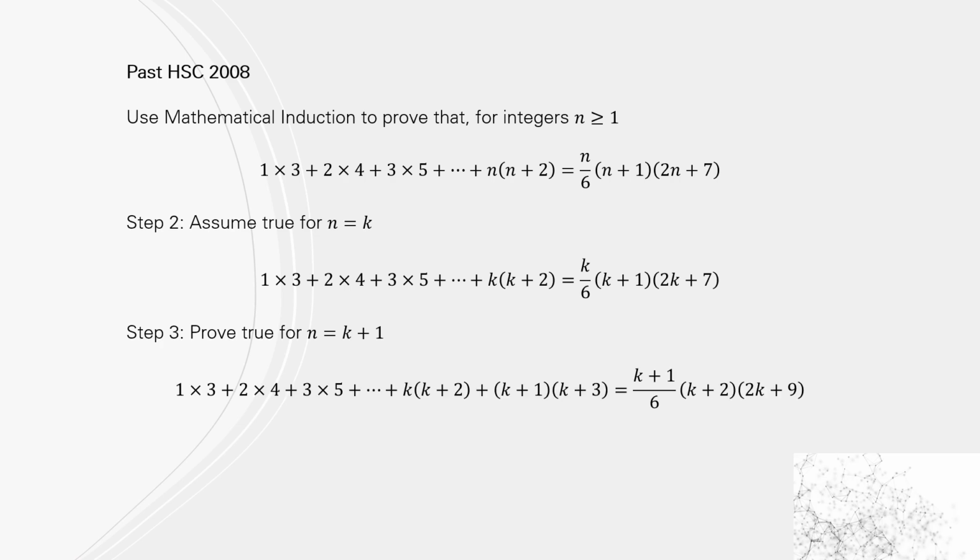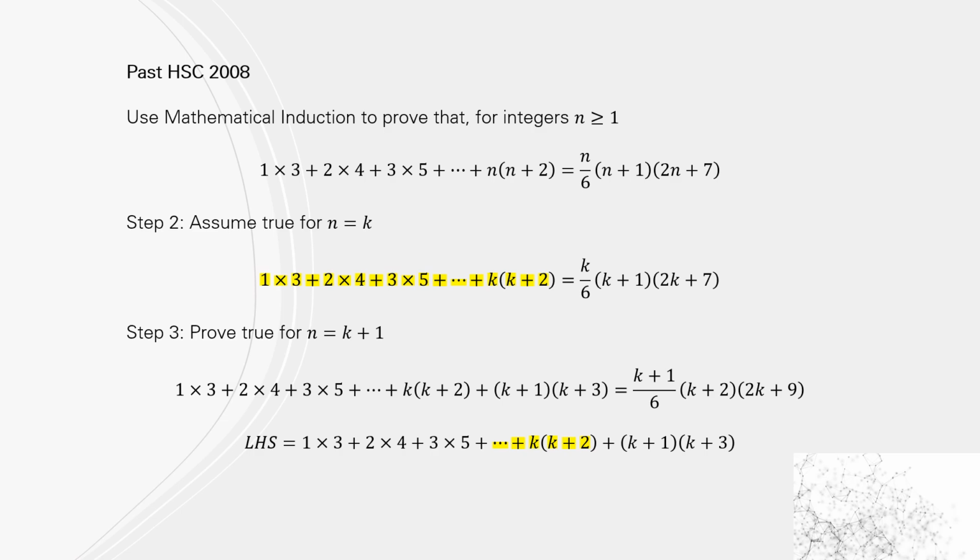So notice that on the left-hand side, we've still got all those terms up to k plus 2. Then we add our new term, putting k plus 1 where the k is, so you get k plus 1 times k plus 3. And on the right-hand side, you replace the k's with k plus 1. So we're going to prove that the left-hand side equals the right-hand side. We're going to start with the left-hand side and prove that it's going to equal the right-hand side.